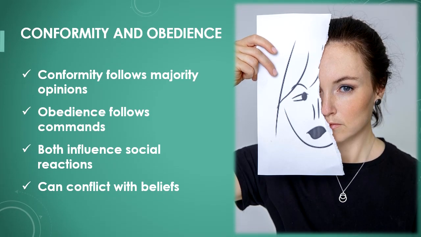Conformity describes adapting to the opinions or behavior of the majority. Obedience means following instructions or commands, even if one might not personally believe they are right. Both phenomena are important for understanding how people react in social situations. They show how much we can be influenced by others, even if it goes against our own beliefs.